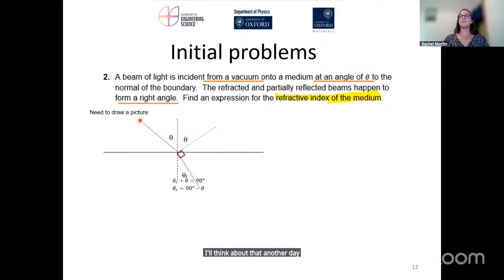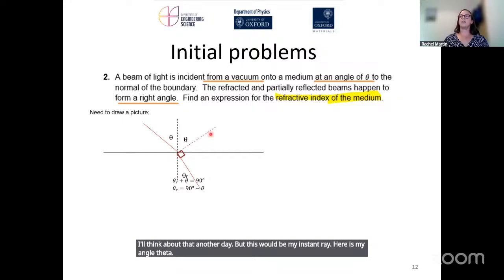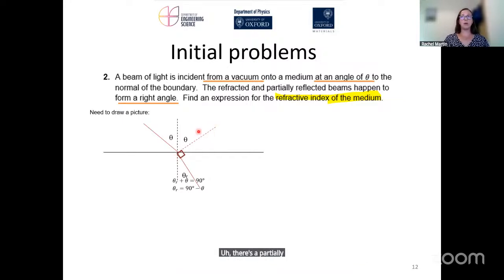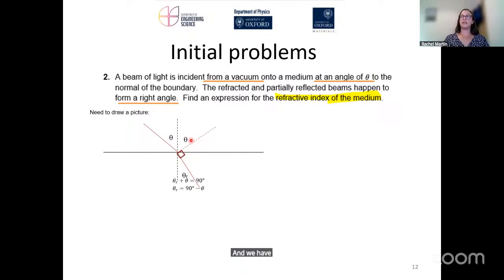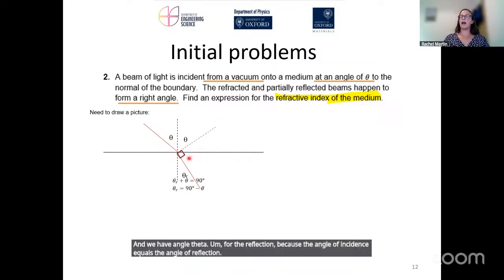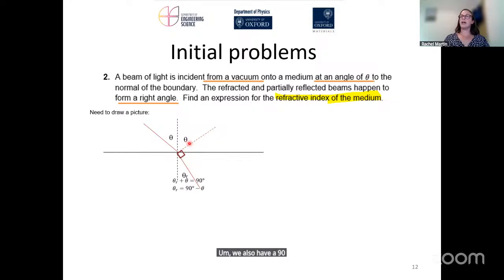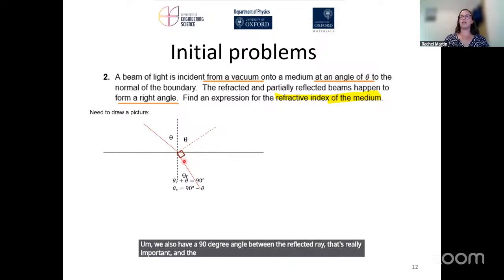But this would be my incident ray. Here is my angle theta. There's a partially reflected ray, and that is what happens at any boundary between any medium. We actually will have partial reflection and refraction. We often forget about this partial reflection. And we have angle theta for the reflection because the angle of incidence equals the angle of reflection. And we also have a 90-degree angle between the reflected ray, that's really important, and the refracted ray.